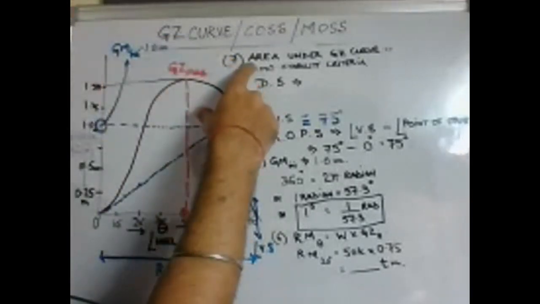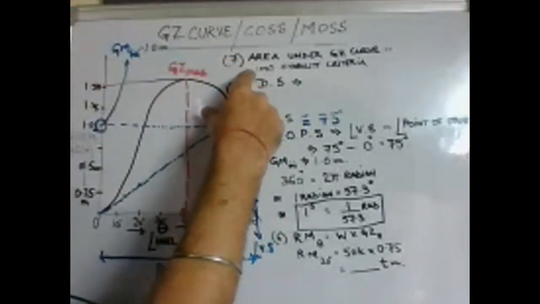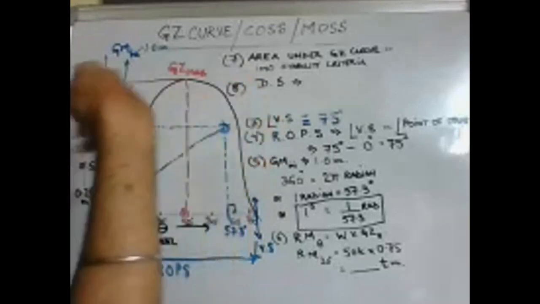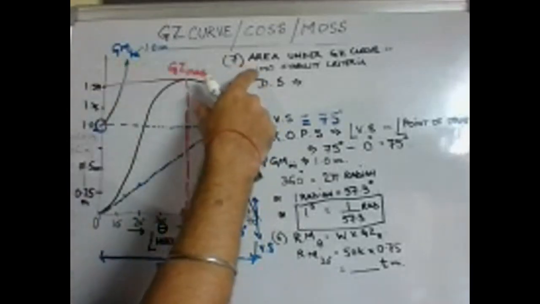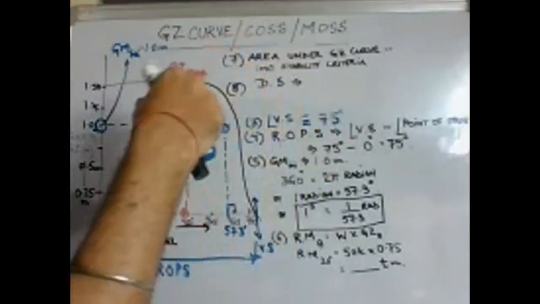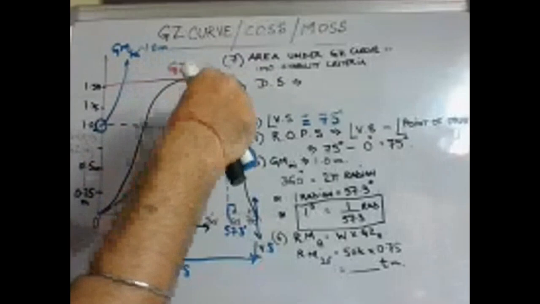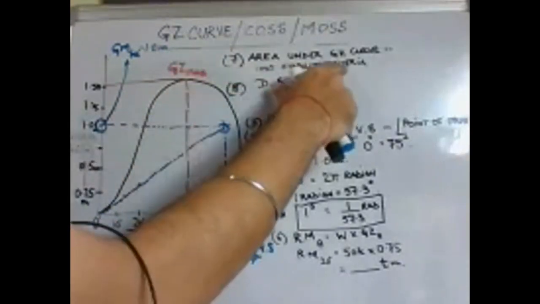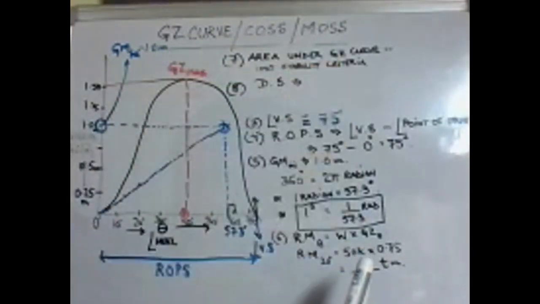Area under the GZ curve, I've just written. IMO has got some stability criteria. So those stability criteria have been given by IMO. I will shortly be doing them with you.